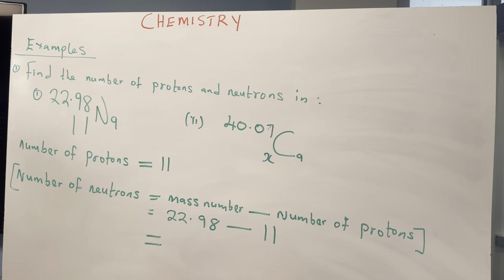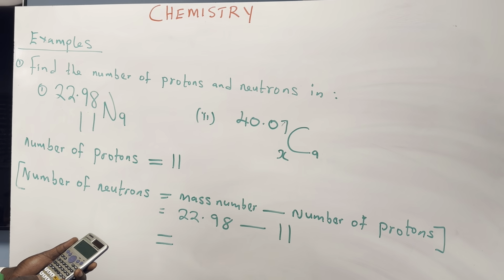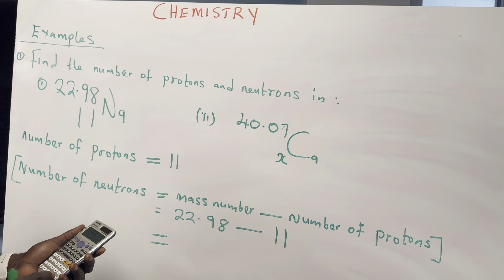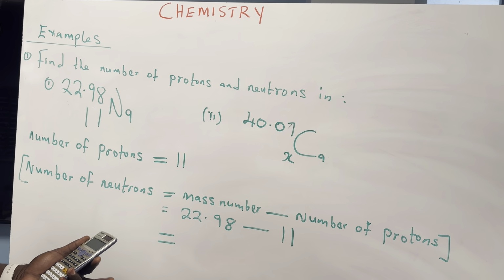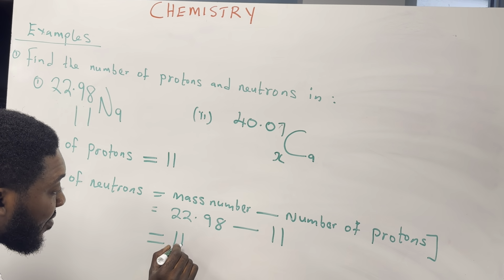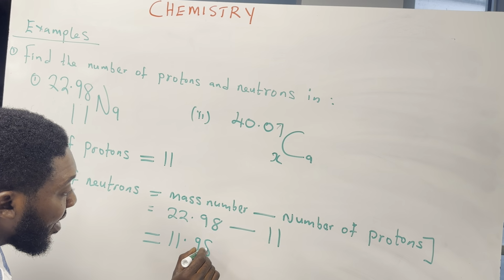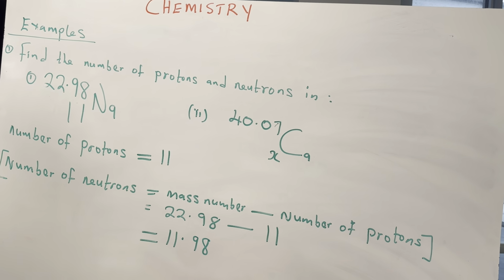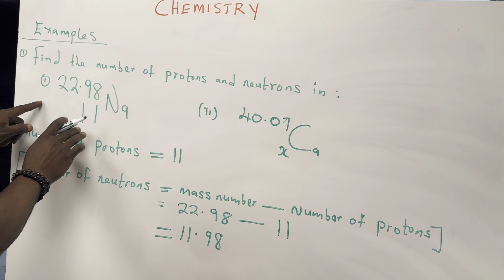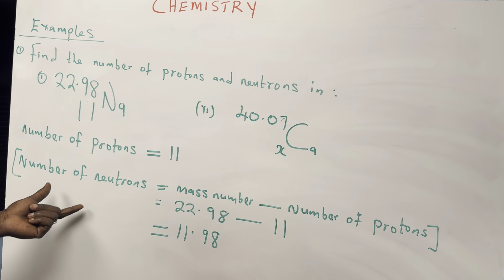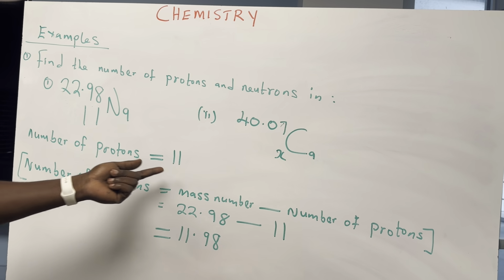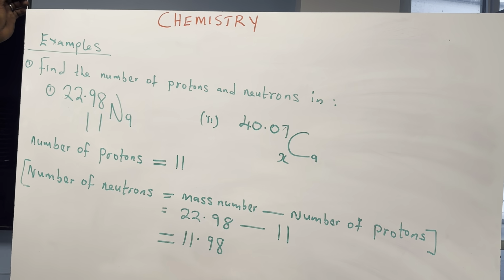So we have 22.98 subtract 11, and you have 11.98. So this is the number of neutrons for this particular question. So here, we have gotten the number of protons and the number of neutrons. Don't forget, the atomic number here is also 11. So let's go to the other question.